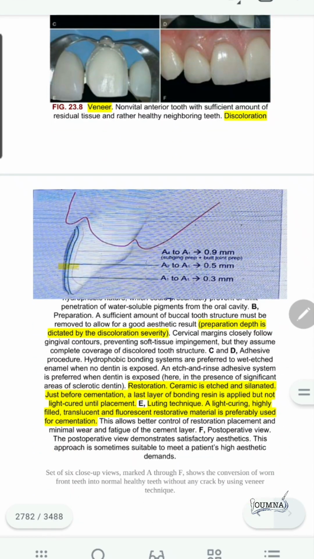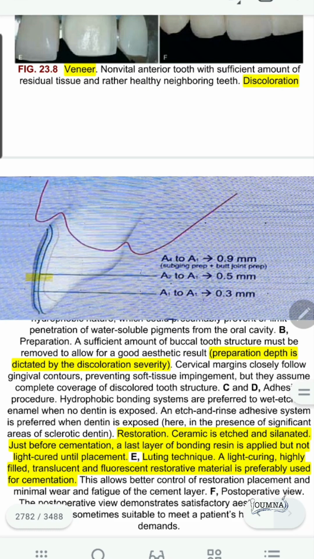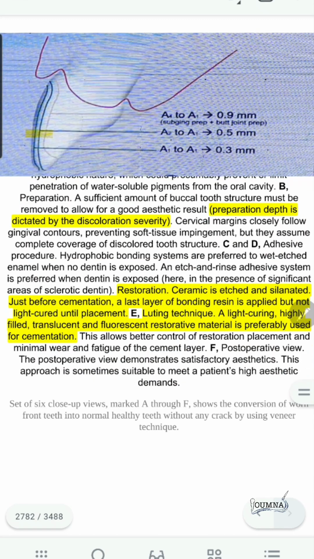Our preparation depends on the shade that we want to get. If the original tooth is A1, we take 0.3 millimeter of the tooth structure. If it is A2, we prepare 0.5. If it is A4, we prepare 0.9 millimeter of the buccal surface of the tooth.